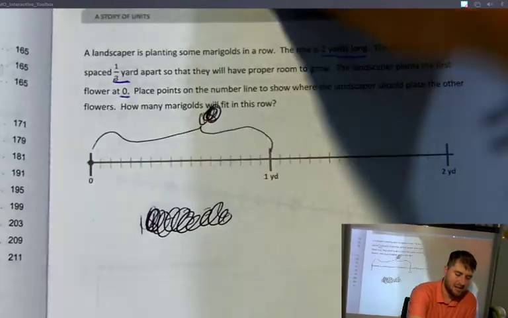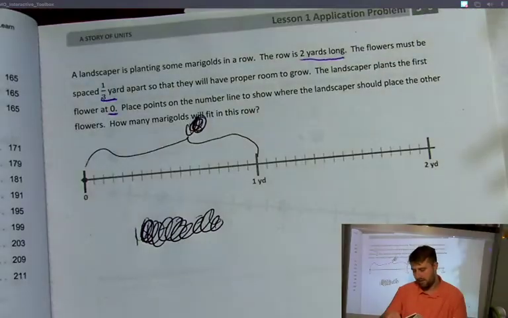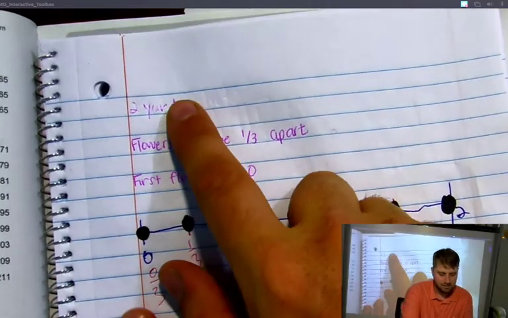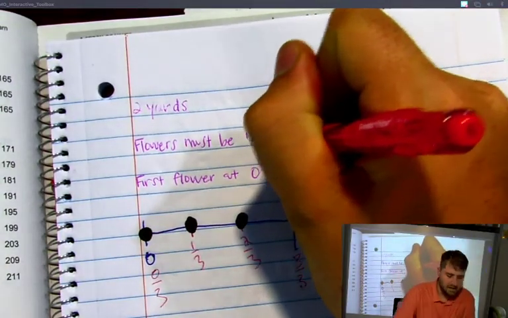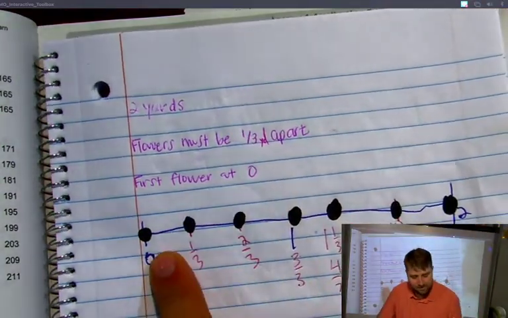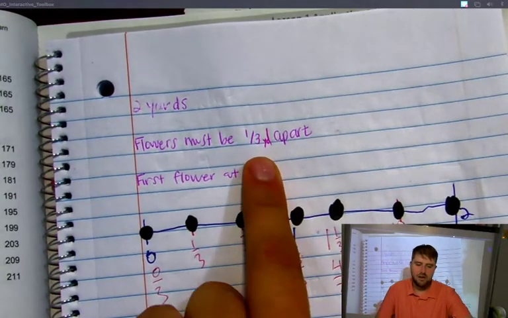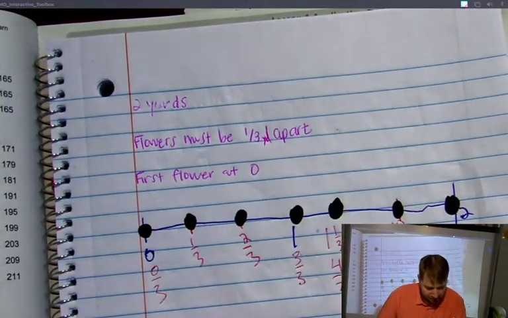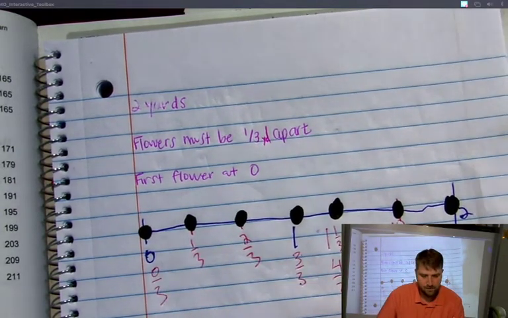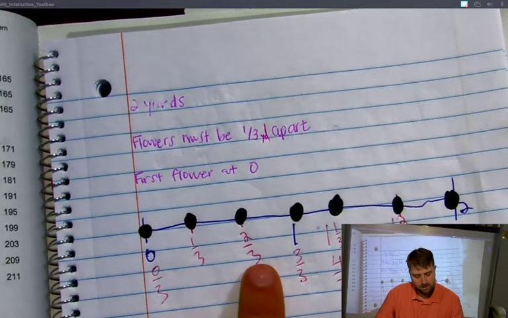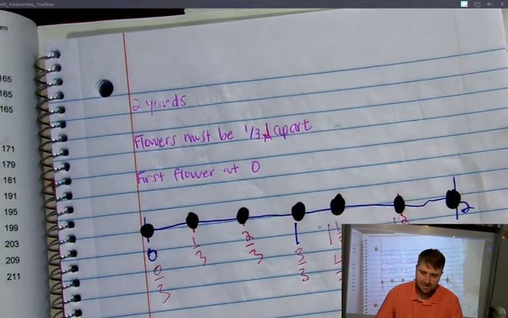All right, y'all, let me pull out my notes from what I did on this one. So I knew we had 2 yards in our row. The flowers must be 1/3 of a yard apart. And the first flower is at 0. So I drew my number line from 0 to 2. And I knew since each had to be 1/3 of a yard apart, I had to split my number line into thirds. So I put 2 dots between each whole number. Label it 1/3, 2/3, 3/3, 4/3, 5/3, and 6/3.